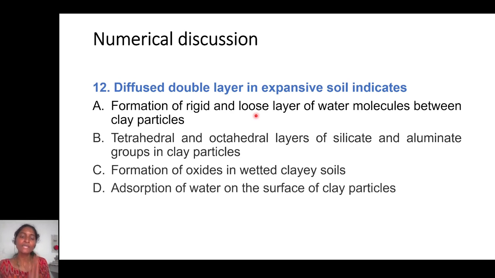So slowly we add the lime so that in these rigid and loose layers, instead of water, we have the cations within the lime or any external material form that rigid layer. So this diffuse double layer is usually due to the formation of rigid and loose layers of water molecules between the clay particles. We want to avoid this by replacing these water molecules with other cationic or other molecules, so that they in turn also improve the strength of the soil, not just eliminate the diffuse double layer. Okay.